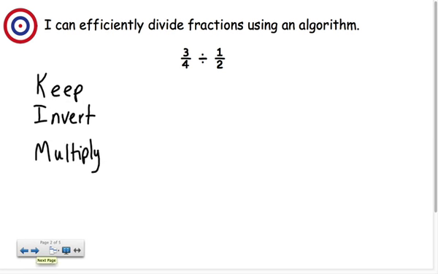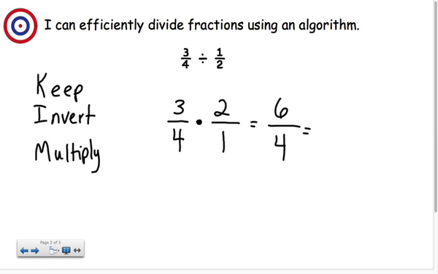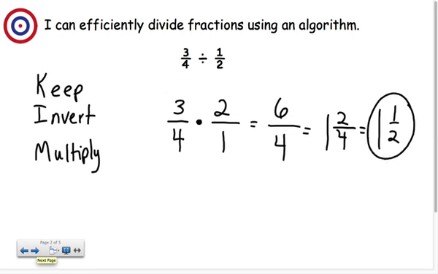Let's see. I'm going to keep the 3/4. That's the one I'm going to keep. You can see it stays exactly the same. I'm going to invert the second fraction, so I'm going to make it its reciprocal of 2 over 1 instead of 1 over 2. And then instead of dividing, I'm going to multiply. Because, again, it's multiplication, let's just multiply numerator by numerator. 3 times 2 is 6, and 4 times 1, the denominator by denominator, is 4. This equals 1 and 2/4, which equals 1 and 1/2. So I can see that 3/4 divided by 1/2 is 1 and 1/2.